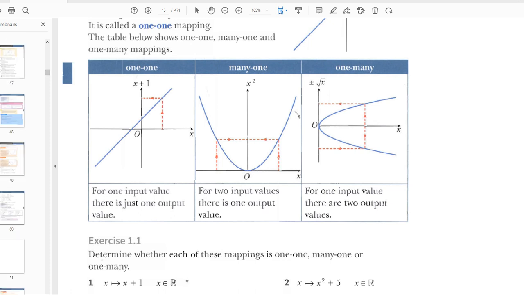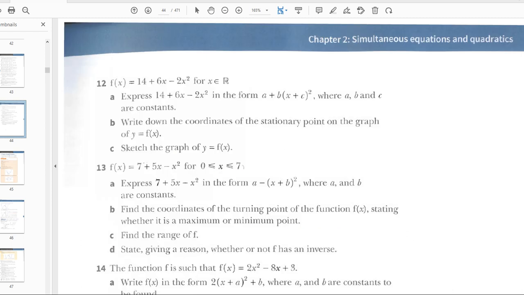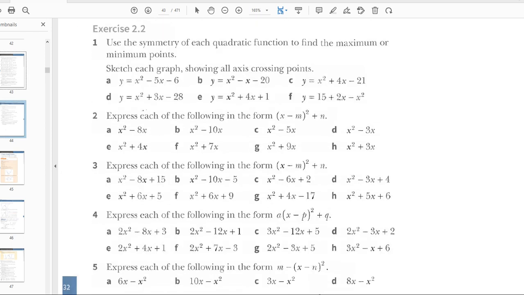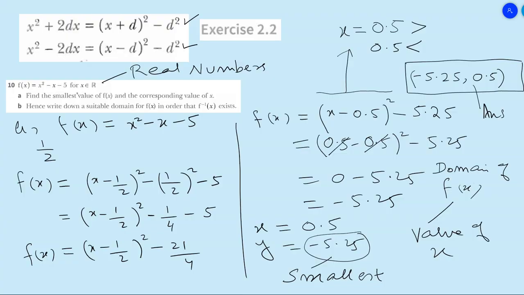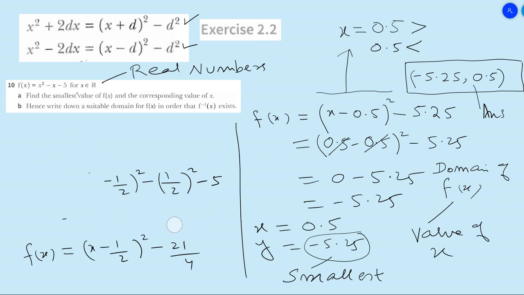Okay, so with the help of this, I am going to our question of exercise 2.2 again. See this, hence write down part B, hence write down a suitable domain for f(x) in order that f inverse x exists. So I am writing the answer over here. The answer of part B is very small. That is, x should be greater than or equal to 0.5.